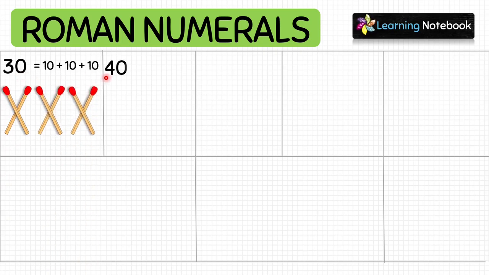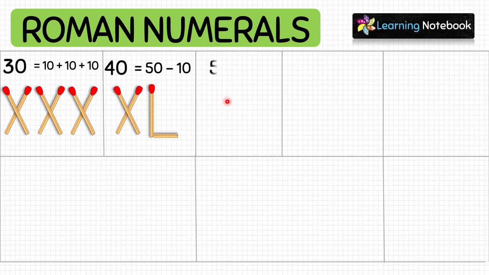Now next is number 40, which can be written as 50 minus 10. Here we have subtraction. So it means we will paste the smaller numeral first. So let's paste X first and then the symbol for 50 is L. So we will paste matchsticks in the form of letter L. So XL is the Roman numeral for number 40.